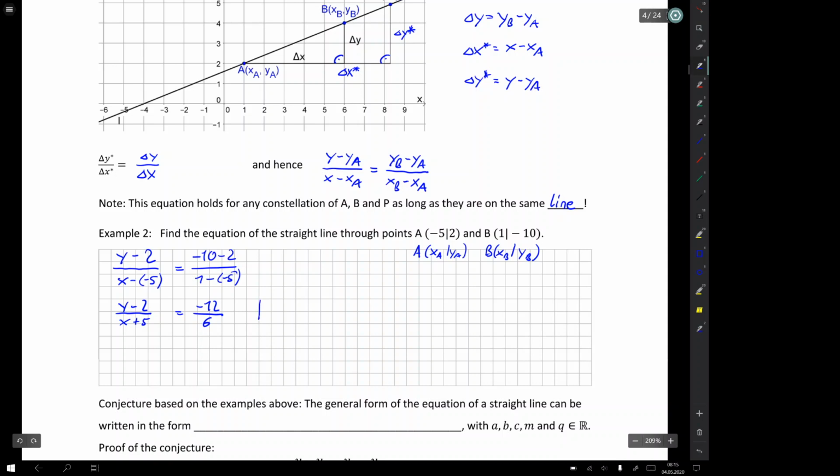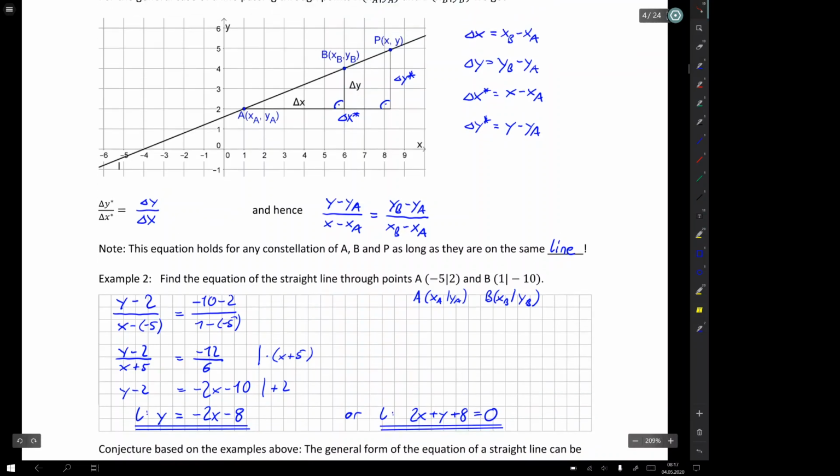So now let's multiply both sides by x plus 5, and we get y minus 2 equals minus 2x minus 10. Adding 2, we get the line in the form y equals something, namely y equals minus 2x minus 8. Or we can write it by getting everything on one side, by adding the right-hand side to the left one. So we get the line L is 2x plus y plus 8 equals 0.